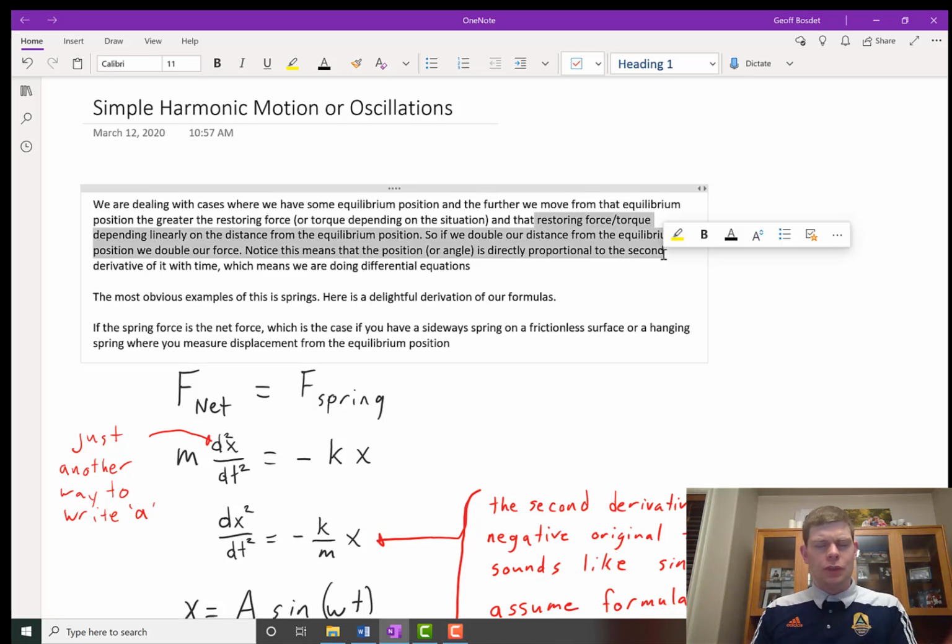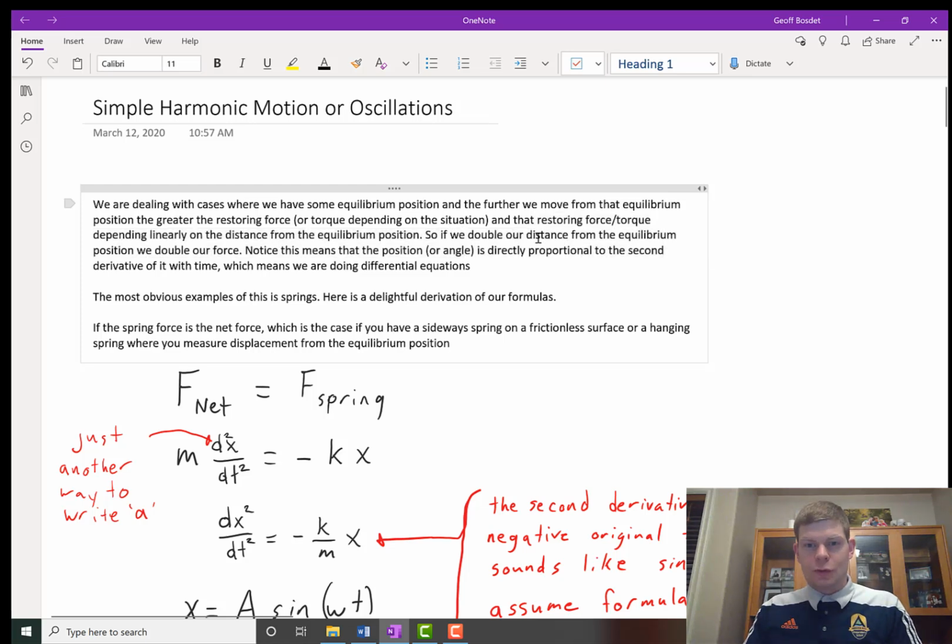Well, first of all, with the mass spring, let's say we've got a mass hanging from a spring going up and down like this. What defines simple harmonic motion is the distance that mass is from its equilibrium position is directly proportional to the acceleration and the force on the mass. So if you double your distance from your equilibrium position, you double your force.